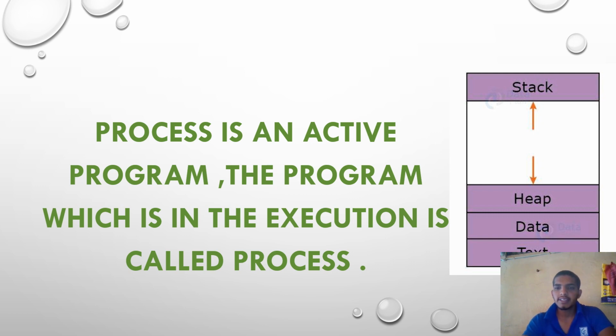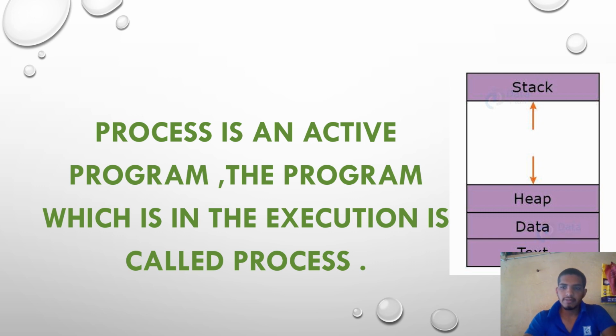Here we see that there are four parts in this process diagram. First is stack, then heap, data and text. Text contains the required code for that process. Data contains the global variables of that process. Heap contains the dynamic variables of that process. And stack contains the temporary data which is required for that process.